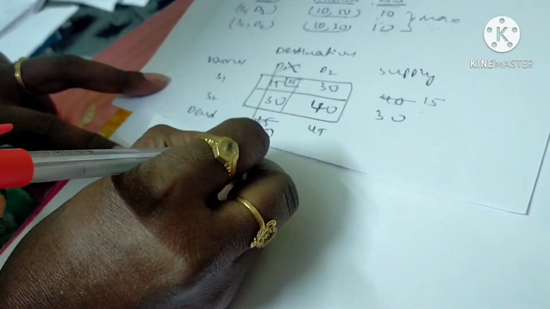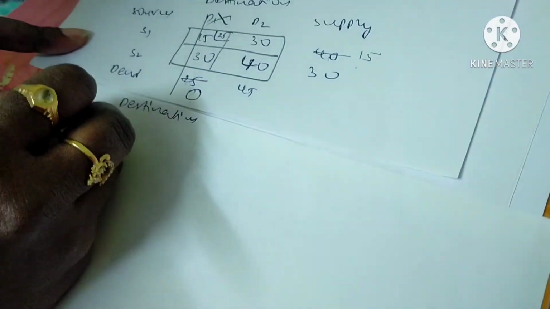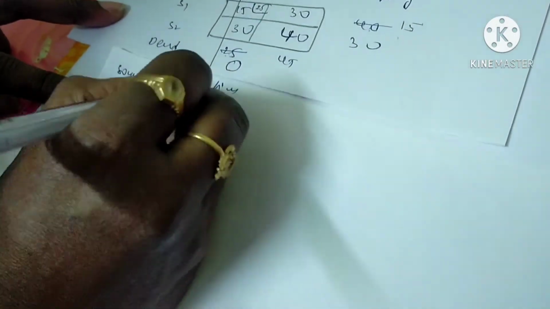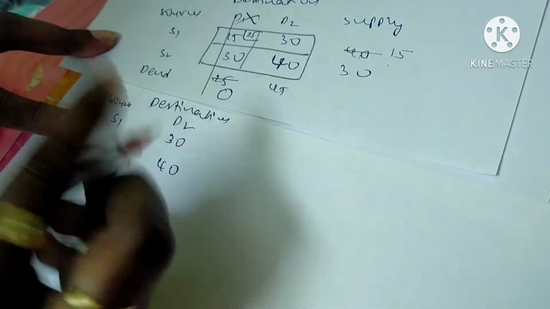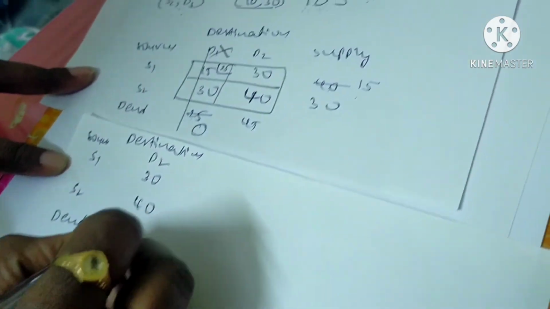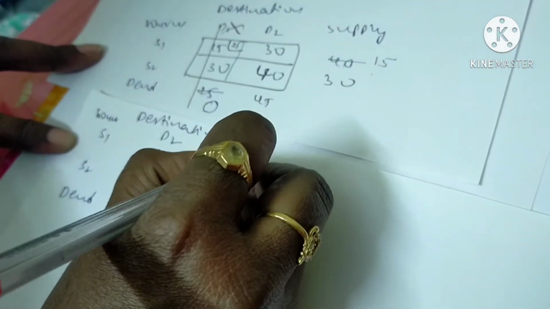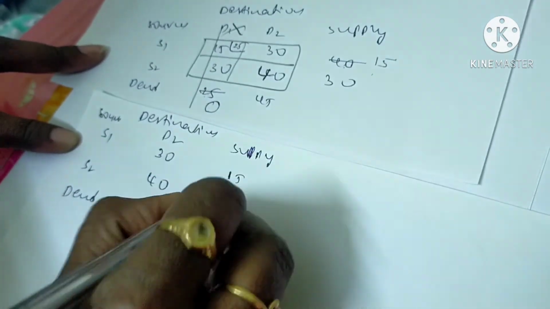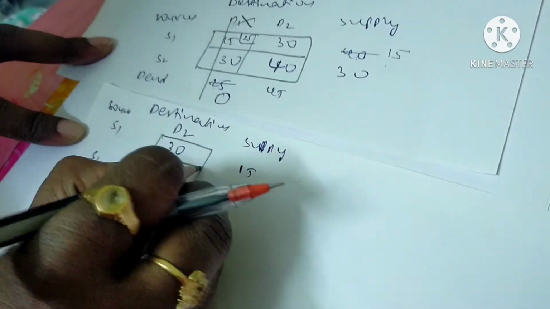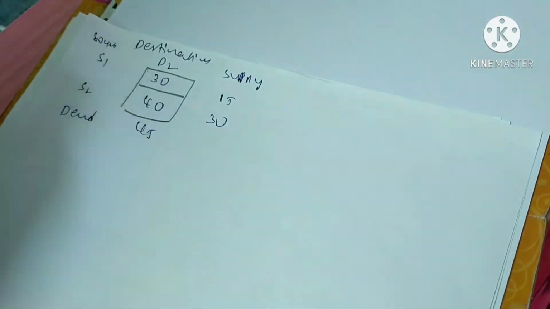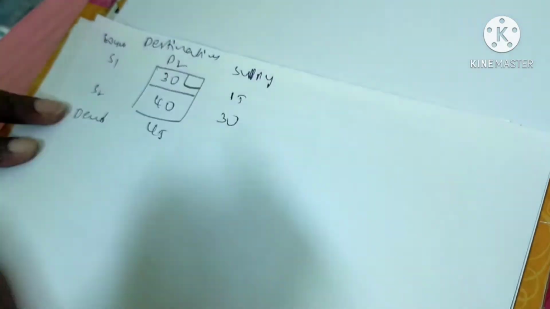Destinations. Sources. S1 and S2. After deducting, we have only one destination and demand is 45. Supply how much is there? 15 and 30. This is the remaining transportation matrix. From this matrix, select the least number. Which is the least number? 30. Here you have to allocate the number.